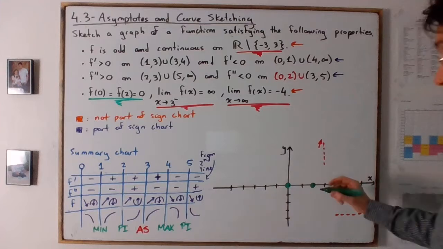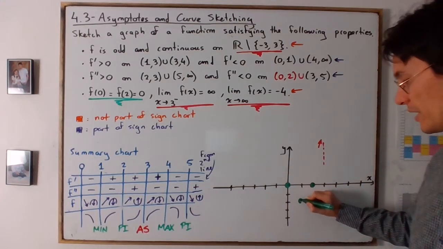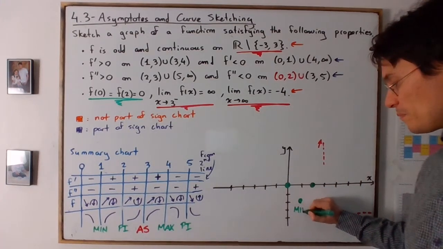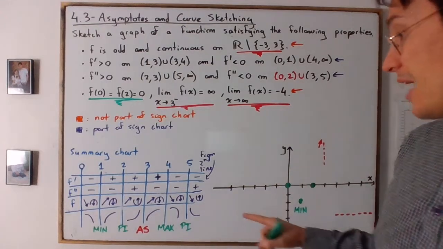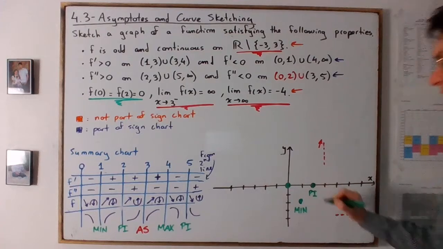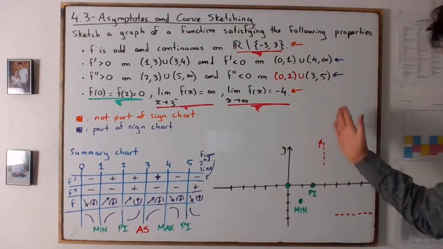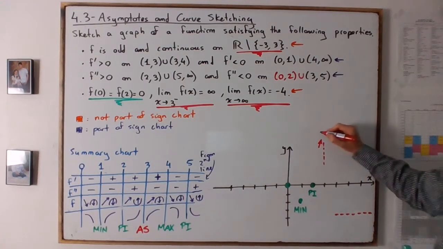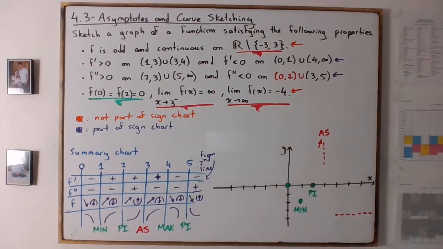So min, it could be anywhere. Okay, let's put it here. Okay, so this is our min, let's say. Then we know that at 2 it is 0, but we also know that this is a point of inflection. Okay, here we have our asymptote. So let's just write AS, like as we should.